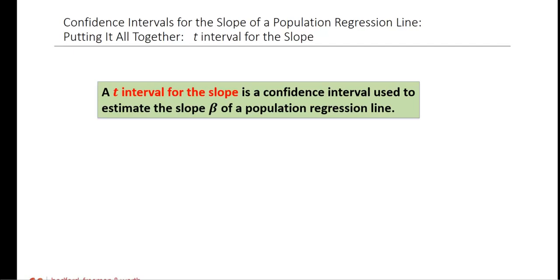A t-interval for the slope is a confidence interval. This is what we just made, by the way, used to estimate the slope, beta, of a population regression line. So like in the last one, we knew the slope was positive because all the plausible values were positive there. So it definitely wasn't a slope of 0.